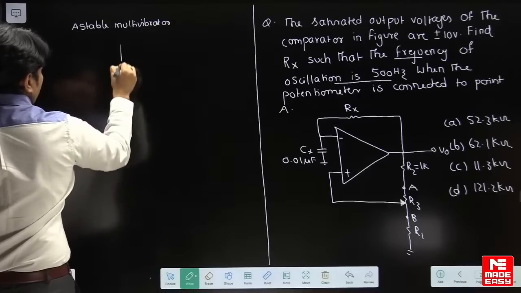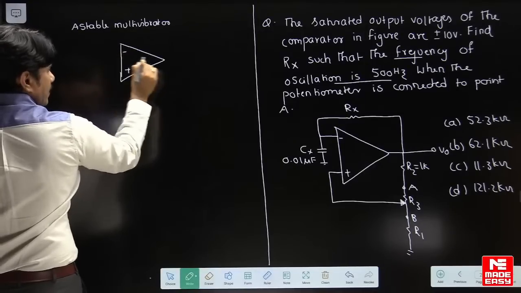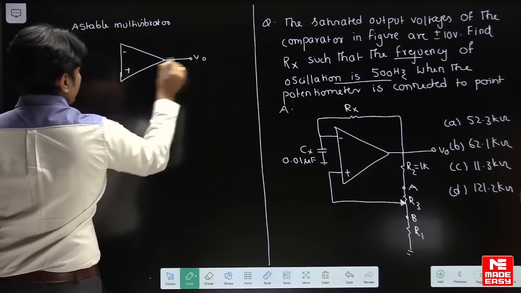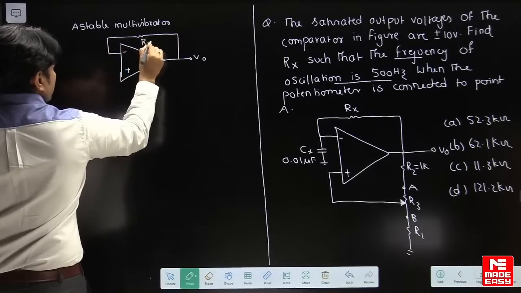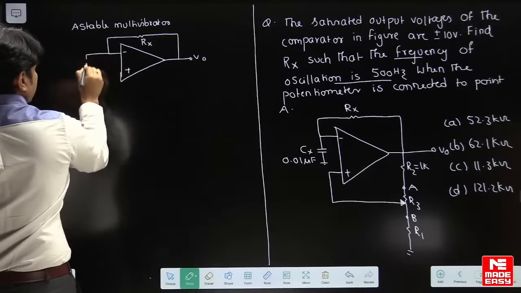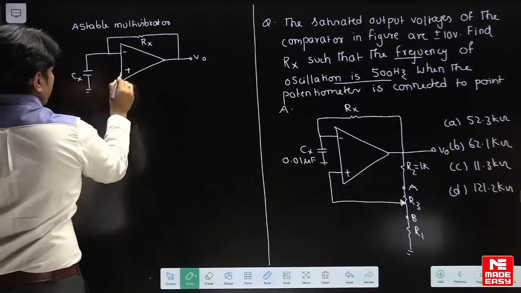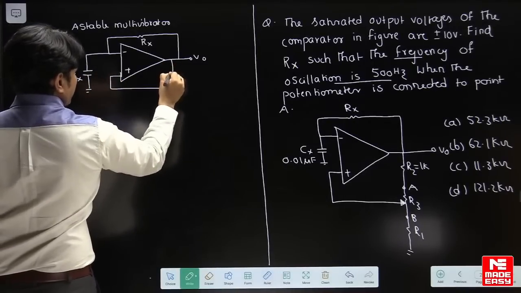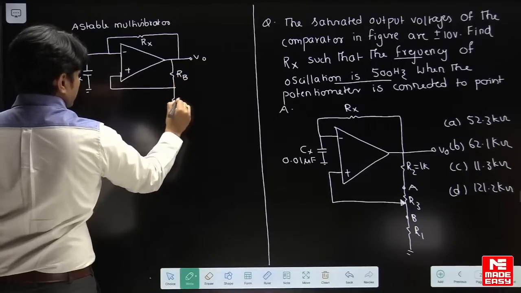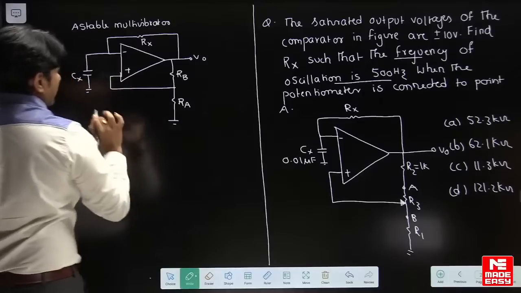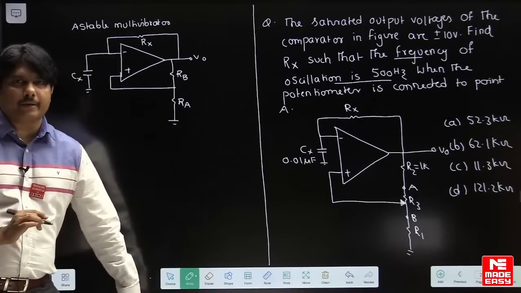How it looks, first of all I will draw the diagram on the side. This is minus, this is plus, this is your output V0, and we have Rx, and here we have Cx. The plus terminal we are connecting with two resistors like this, one is RB and one is RA. So this is exactly the standard model circuit of an astable multivibrator.